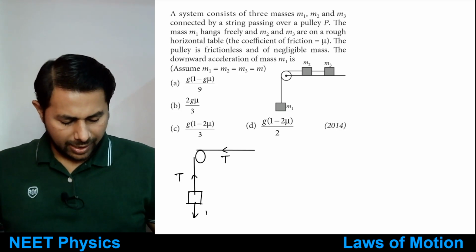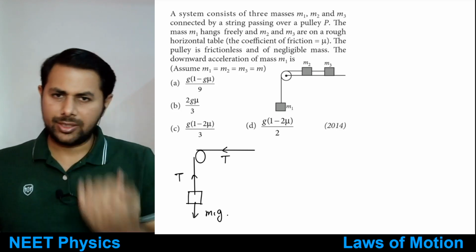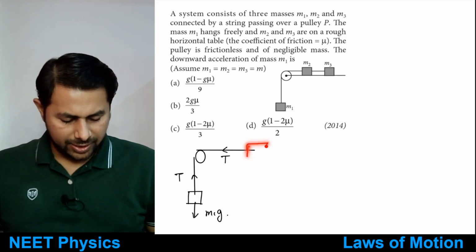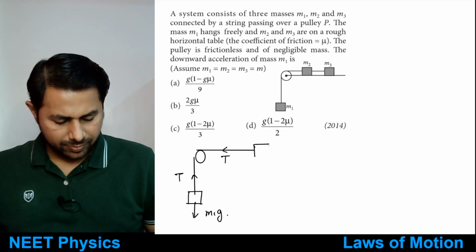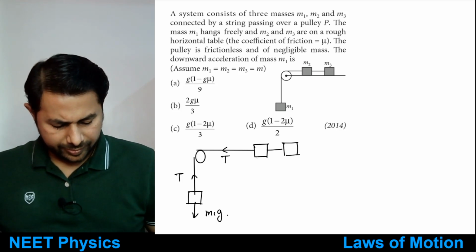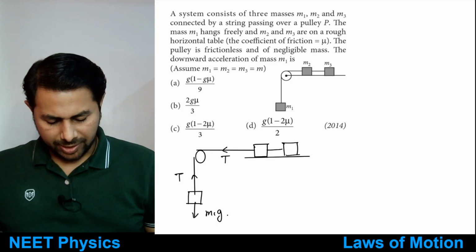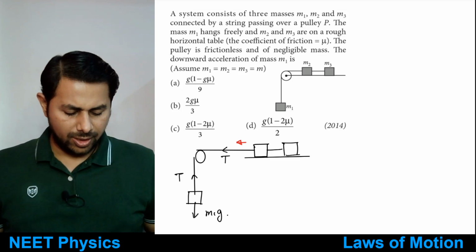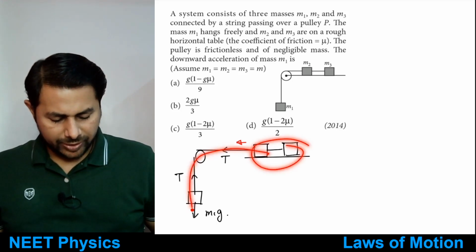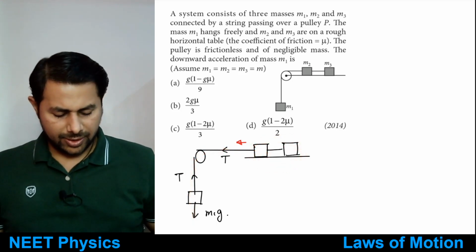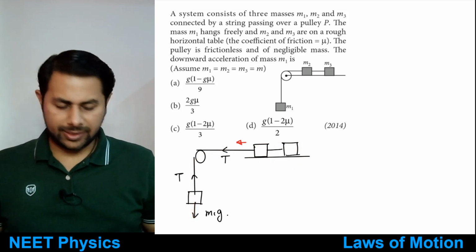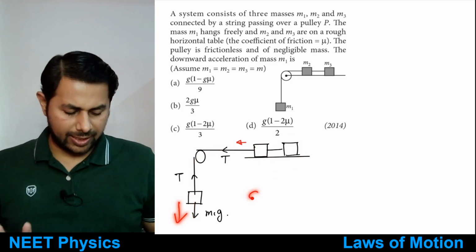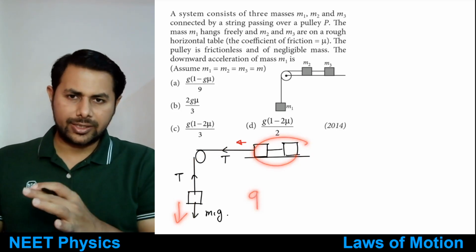So you have m1 times g acting like this, which is pulling the system down. That means it's pulling these masses towards the left. What you can say is the whole system moves with some acceleration like this. So when the whole system accelerates, m1 will go down with acceleration a, and these two will accelerate towards the left.